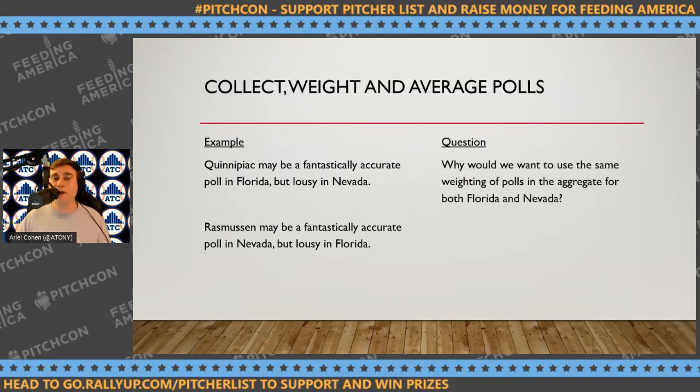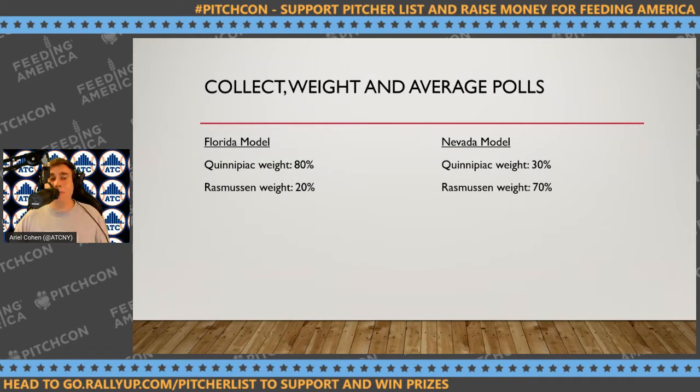Why in the world would we ever want to use the same weighting of polls for both Florida and Nevada? If you're aggregating projection systems, why would you want to do that? You can end up aggregating a terrible poll, a terrible projection model. No, we do not want to do that. I'll just mention a couple things I do without going deep into the math, which is kind of boring, or maybe exciting if you're into that thing. Let's say for Quinnipiac, we've determined 80% of the weight in Florida, but only 30% of the weight in Nevada.